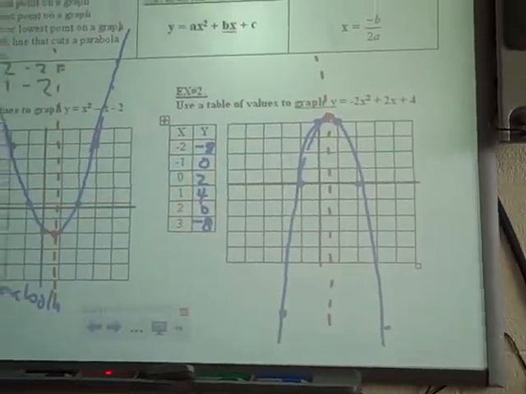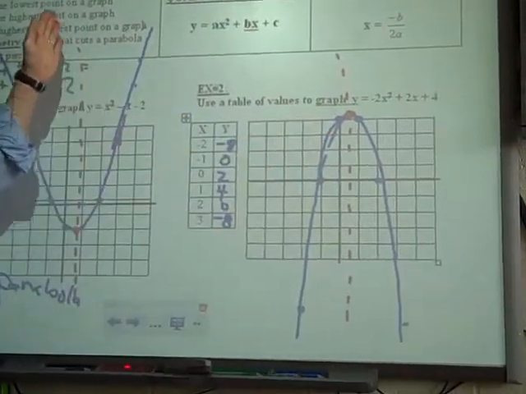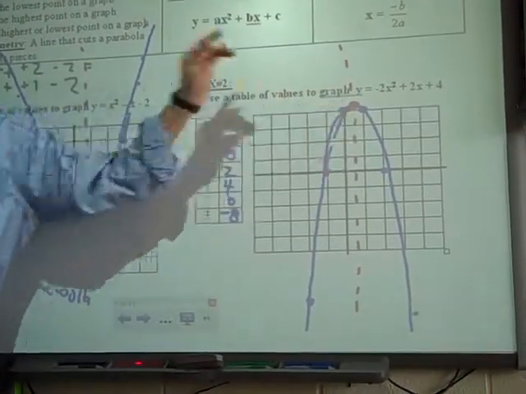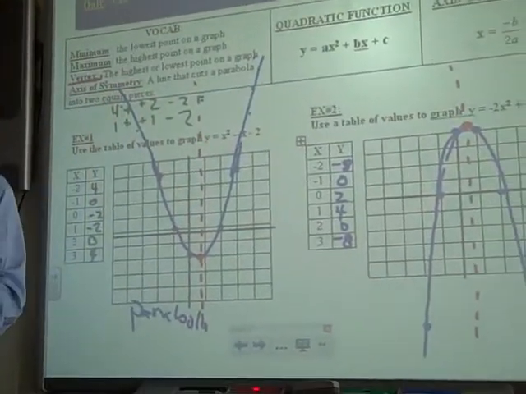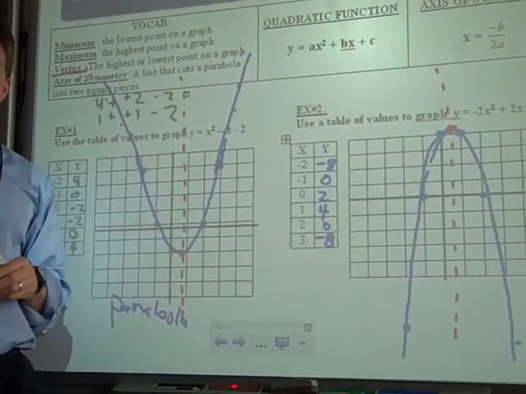That's your line of symmetry. Okay? So, what's the answer? Minimum, maximum, vertex, axis of symmetry. A lot of vocab. How am I doing? Am I close to 10 minutes? It's 8 minutes and 50 seconds.